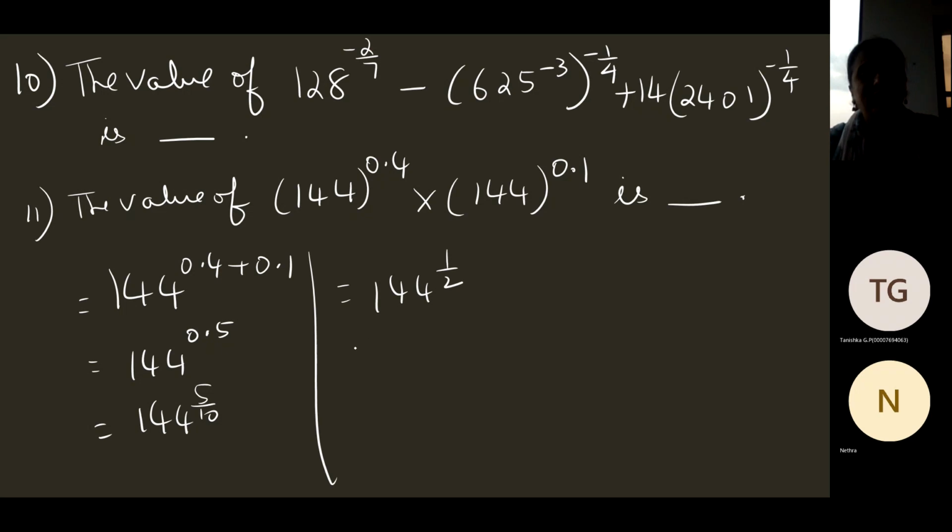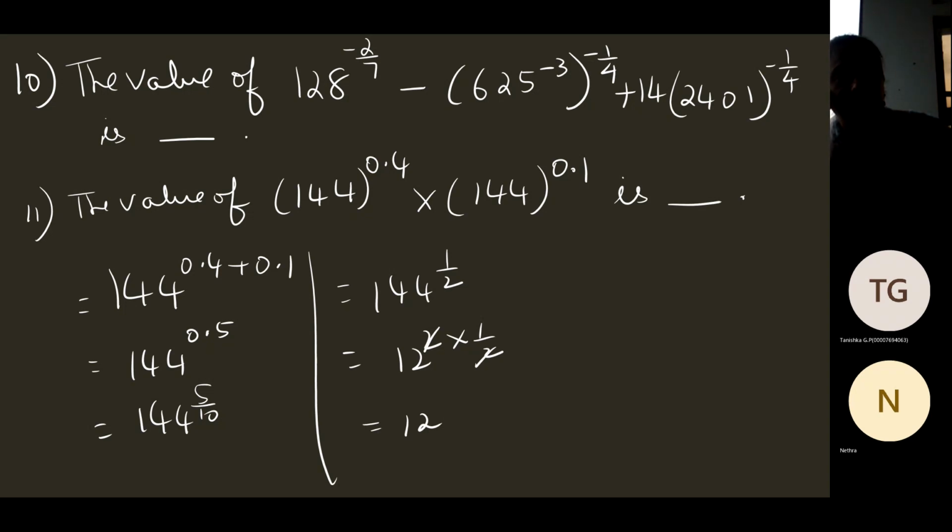Correct? That means what? What is 144? 12 square, into 1 by 2. So 2 and 2 will get cancelled. 12 is the answer. 144 is 12 square, 12 into 12. Yeah, right on, children.